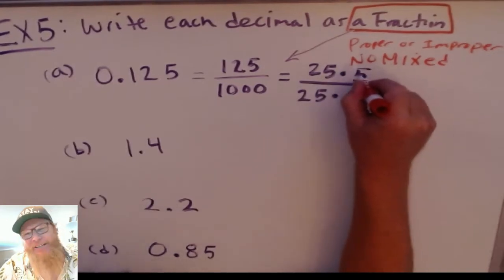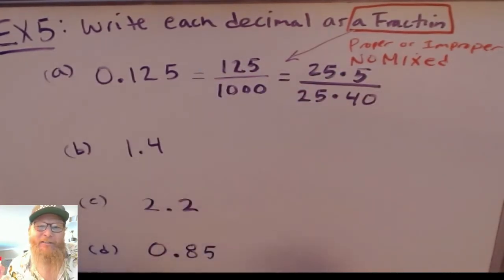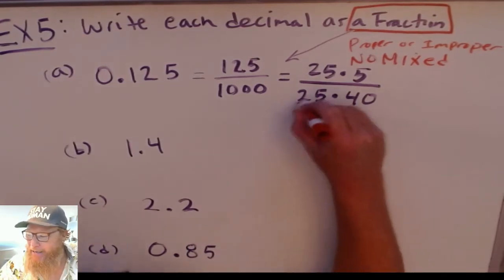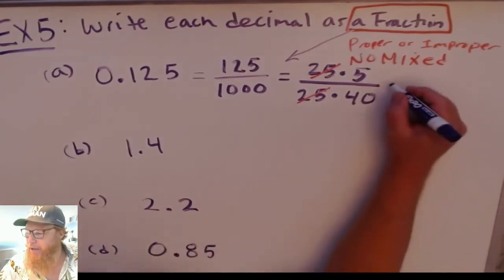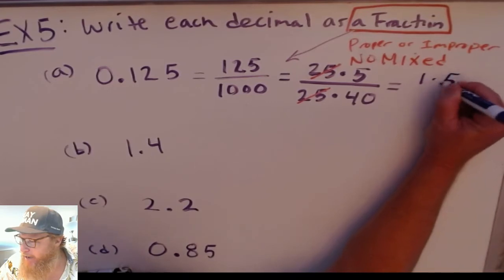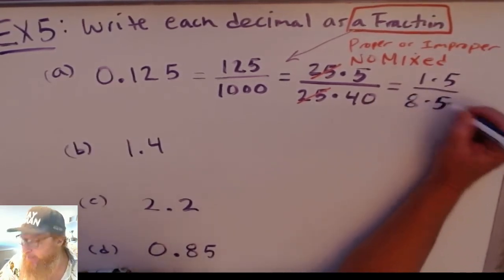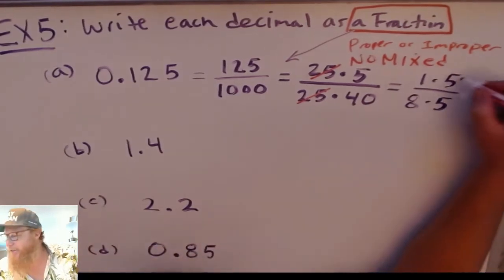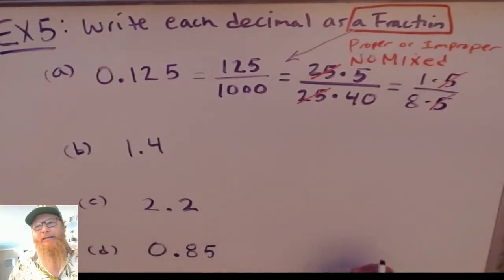So 25 times 5 is 125. 25 times 40 is 1,000. If you don't believe me, you can check that on a calculator. And now you can cancel the 25s. Keep on going. 5 is going to be 1 times 5. 40 is going to be 8 times 5. And you want to cancel the 5s again. And so you're going to get 1/8.